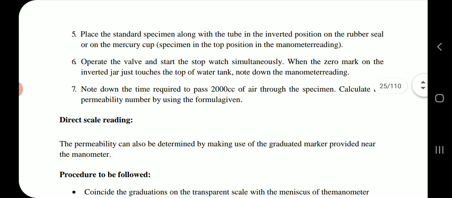Place the standard specimen along with the tube in the inverted position on the rubber seal or on the mercury cup, with the specimen in the top position, and note the manometer reading. Operate the valve and start the stopwatch simultaneously. When the zero mark on the inverted jar just touches the top of the water tank, note down the manometer reading. Note down the time required to pass 2000 cc of air through the specimen. Calculate the permeability number by using the formula given.